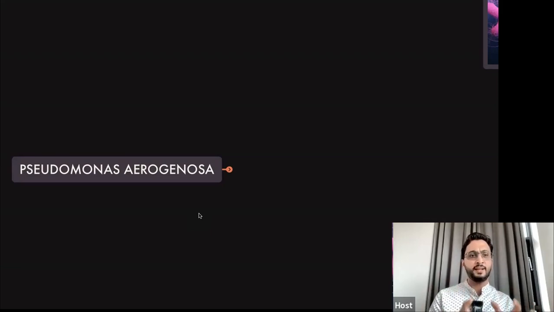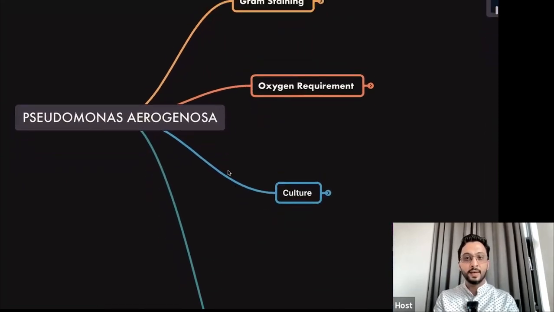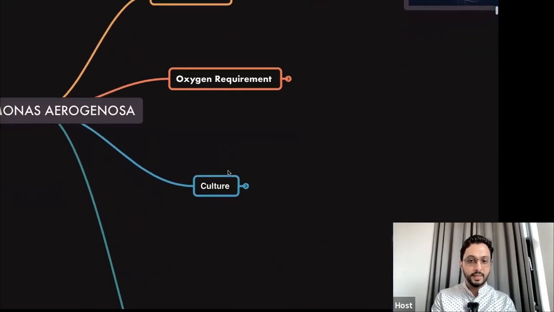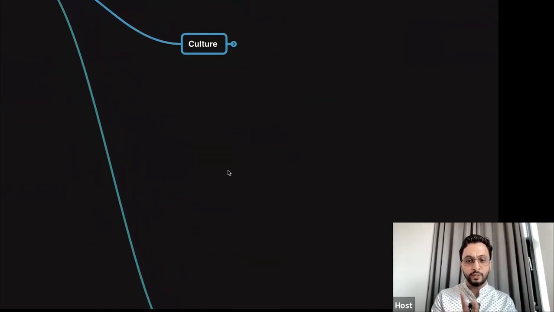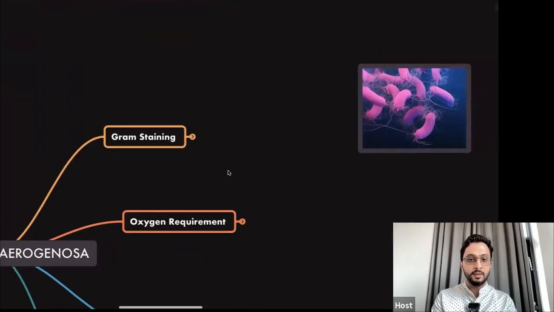See, this bacteria can even survive in your disinfectants. We'll come to sterilization and disinfection and how to kill this bacteria. That's a different topic. So today we'll be discussing the topic under these headings. One is gram staining, the oxygen requirements of this bacteria, how to culture this bacteria and identify and diagnose the disease, and the diseases which it causes. These are the key areas we'll be discussing today.